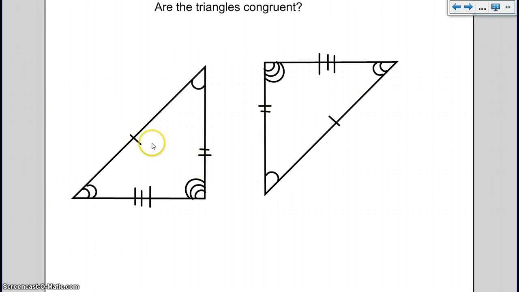So let's try it out. I have a side, side, side, side, side, side. So these triangles are congruent by SSS. And let's talk about this side, this angle, and this side. Does that work out? That does work out. Okay. So it could be SAS as well.